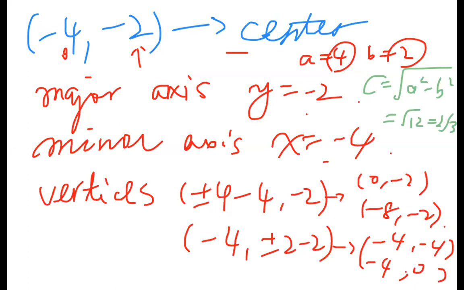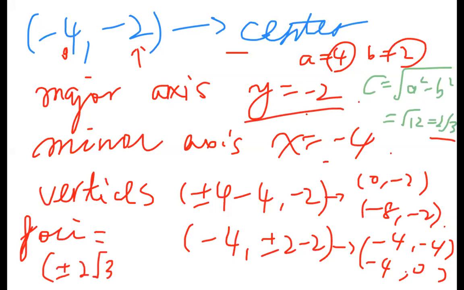All right. Since the foci are on the major axis here, the foci should be adding and subtracting 2 radical 3 on the x coordinates. So plus and minus 2 radical 3, minus 4, minus 2. Okay. Any questions? So far, so good.